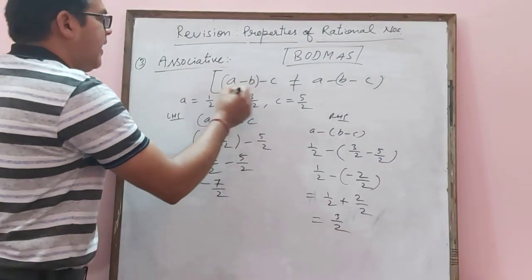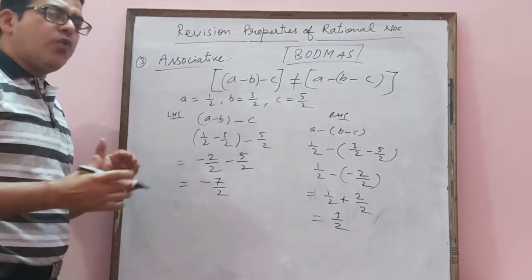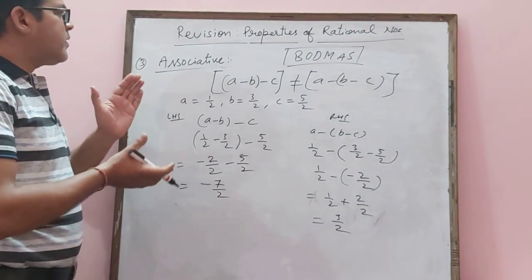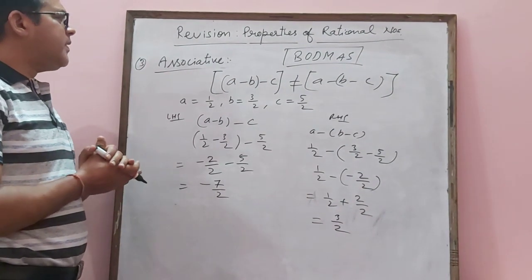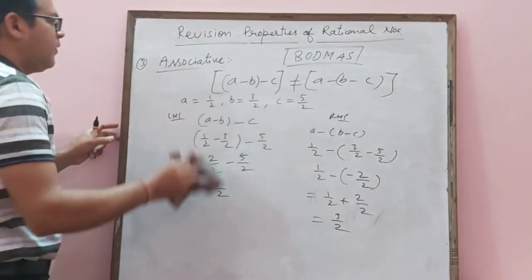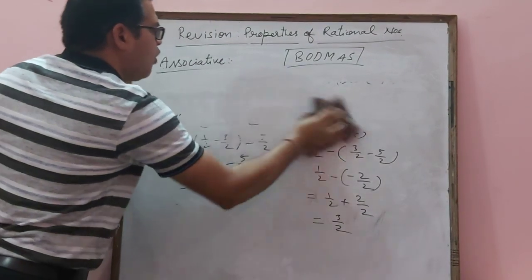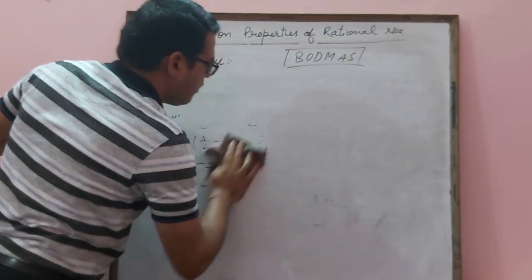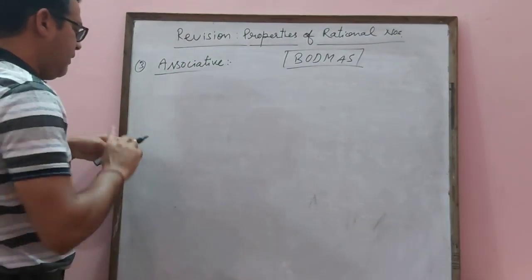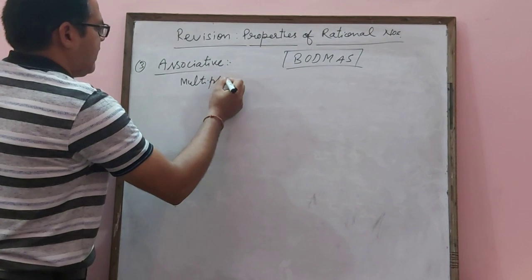We can't say we can make group for subtractions also. This is not true. So subtraction of rational numbers is not associative. Now two operations are still left. We'll check for multiplication and then for division. For multiplication, we'll check it.